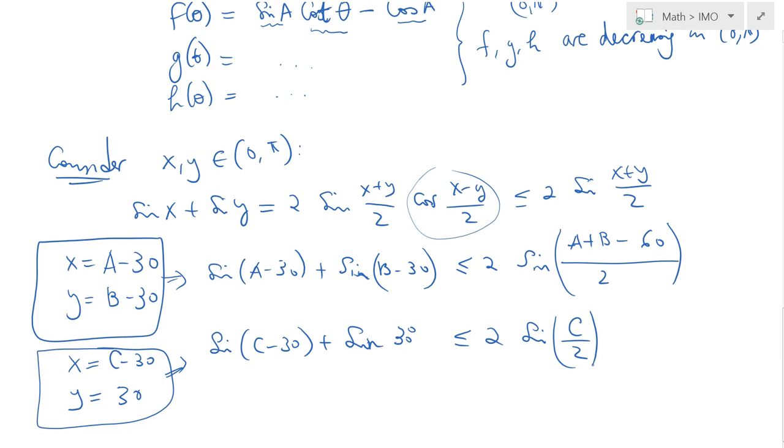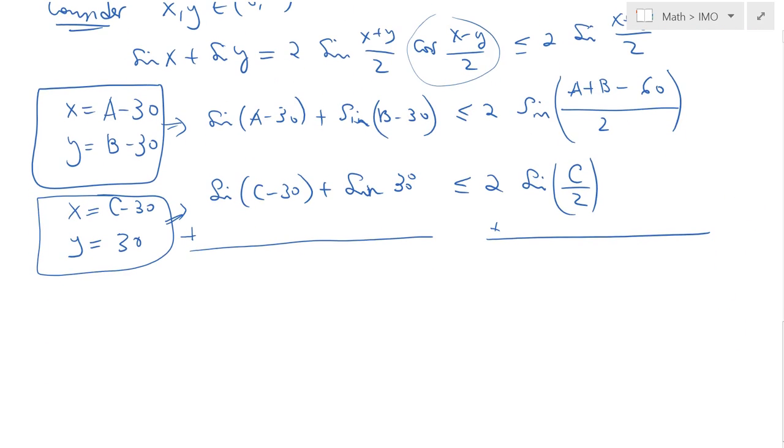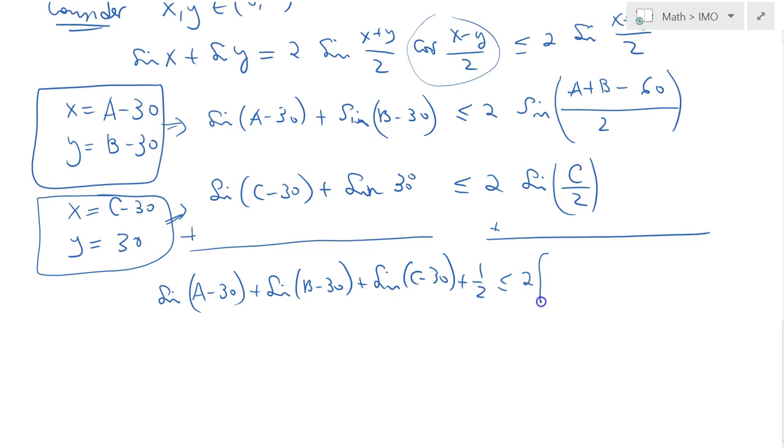Now that's really nice. Finally, adding these two inequalities side by side, on the left hand side I would get sine a minus 30 plus sine b minus 30 plus sine of c minus 30 degrees plus sine 30 degrees, which is 1/2, right? Let's keep it on the left hand side for now. 1/2 is less than or equal to 2 times sine of a plus b minus 60 all over 2 plus sine of c over 2.